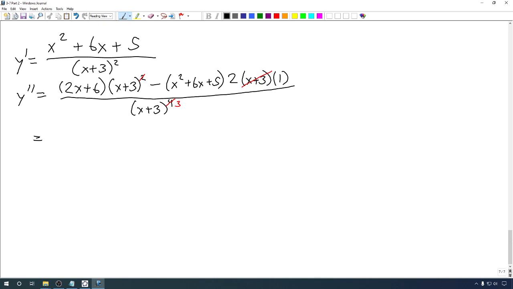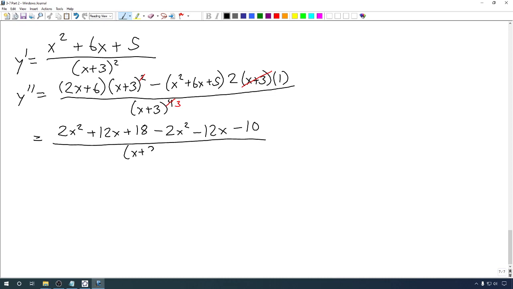If we FOIL that out, we get a 2x times an x to get a 2x squared. We get a 2x times a 3, a plus 6x. That's actually a 6x plus a 6x to get a 12x. We have a 6 times 3 to get plus 18. Here, the only thing that's left of this derivative back here is the 2, which we're going to have to distribute to all three of those terms. We get a minus 2x squared, we get a minus 12x, and we get a minus 10. Remember that negative there. All those need to be negative as well. Still over x plus 3 cubed.